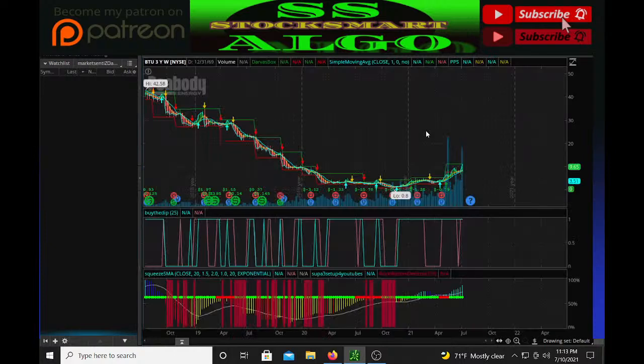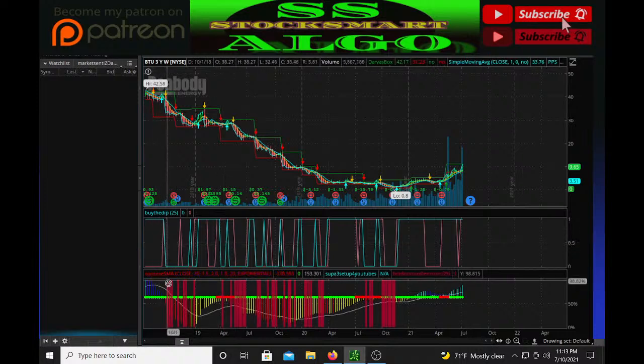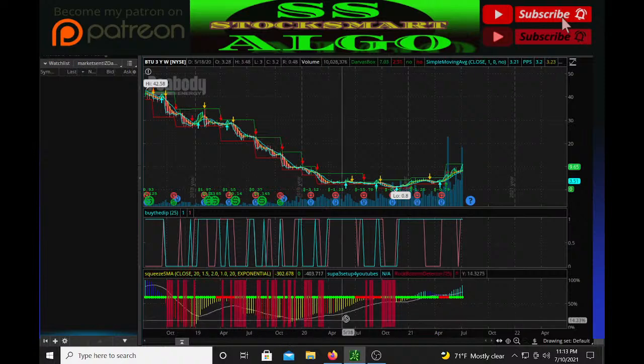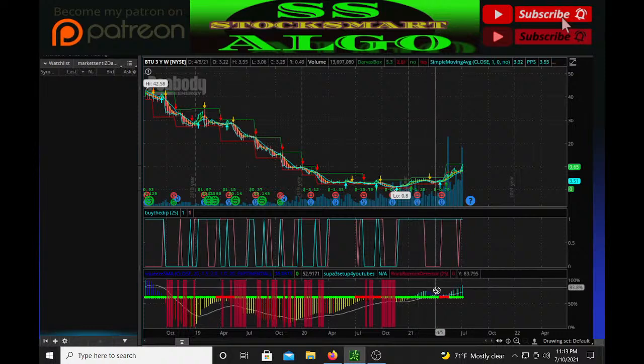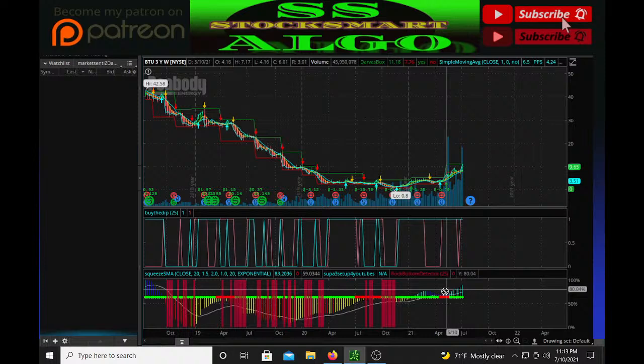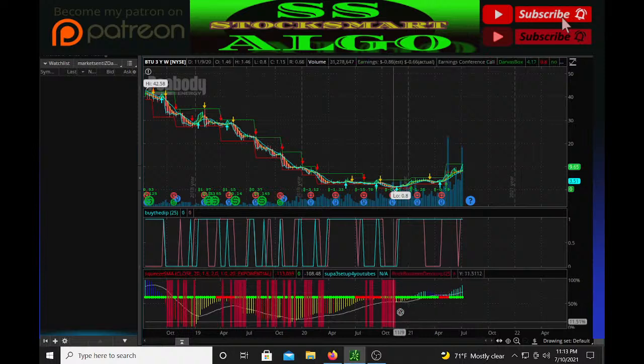Now, for the studies that we have pulled up here today, we've got a buy the dip indicator, a squeeze indicator with a simple moving average, a super 3 setup for YouTubes. You can get that over in GitHub, and the rock bottom detector that I have worked on. And so we're applying them all together.